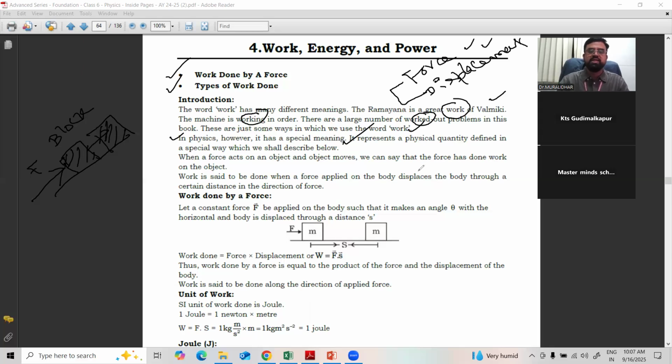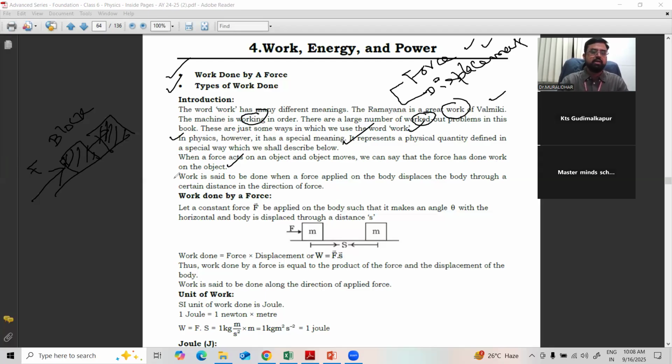Object moves. We can say that force has done some work on the object. That is said to be work done by a force. Either you want to pull the chair, or push the table, or open the door, or close the door. All these are works only. But there should be a force applied and the body should displace. If the body is not moving, we cannot say work is done. The body should move. Then only you can say some work is done. So we can say that force has done the work.